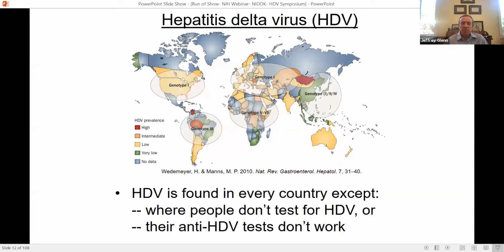So Delta is found everywhere. The only countries that don't report Delta are those that don't test for it or their tests don't work. But if you test properly, you can find it everywhere. Although the percentage of HDV infected patients can vary from country to country, and we'll hear a lot more about that from another speaker. Next slide, please.